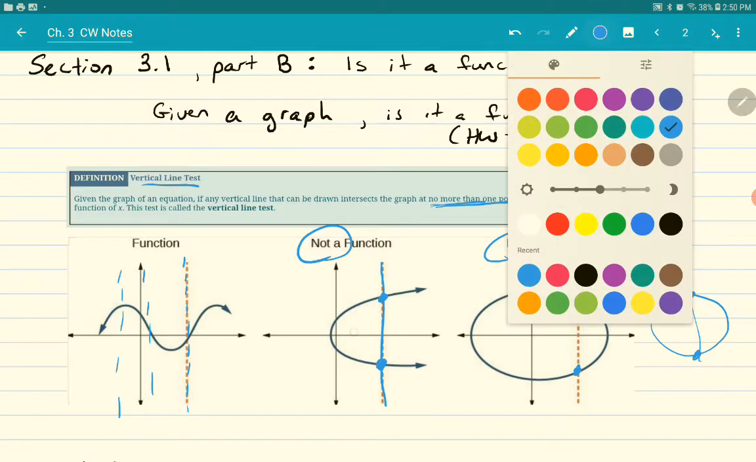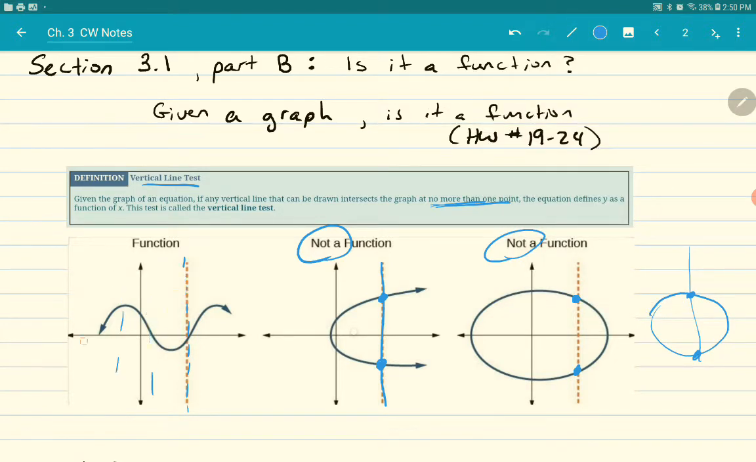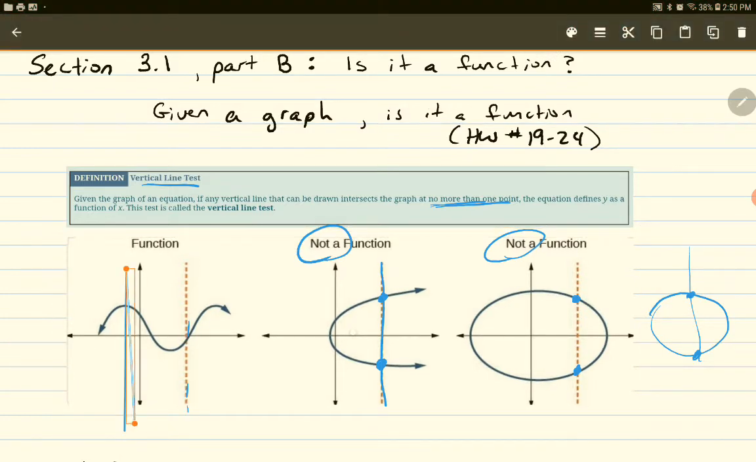No matter where I try to draw the line, there's my little test line. I can move that anywhere. And no matter where I try to put it, I'm always going to get no more than 1 point. Over here I get 0 points. Actually, I get a point here too because I can see that arrow of the graph tells me it keeps going. Over here I get 0 points. Over here I get 0 points. But if I can put a line and get 2 points, that means it's not a function.